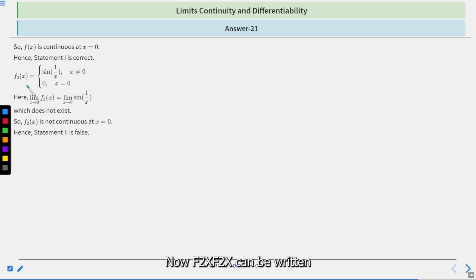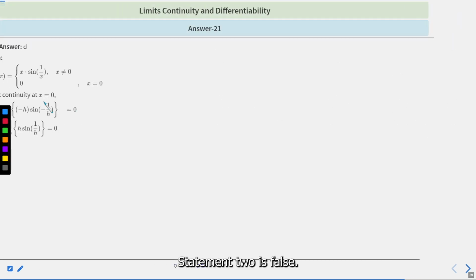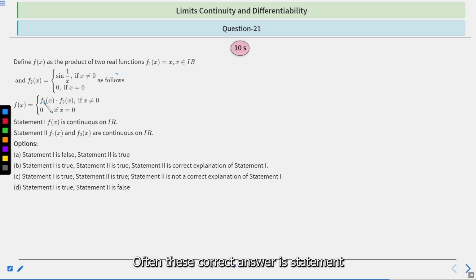Now f2(x) can be written as sin(1/x) when x not equal to 0, and 0 when x equal to 0. Hence limit x tending to 0 of f2(x) is equal to limit x tending to 0 of sin(1/x), which does not exist. Clear? So f2(x) is not continuous at x equal to 0, hence statement 2 is false. Option D is the correct answer. Statement 1 is true and statement 2 is false. Clear?